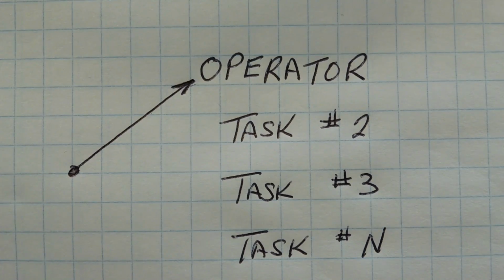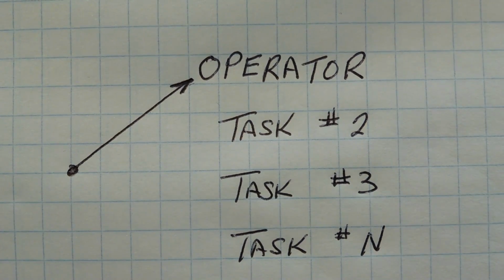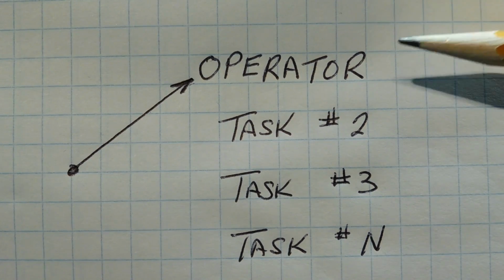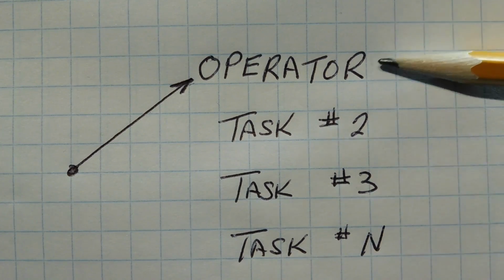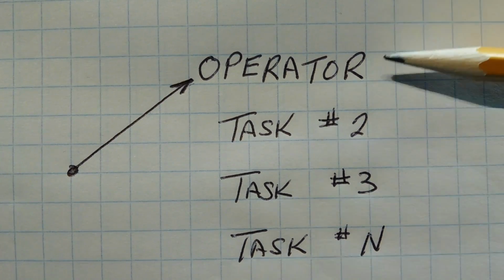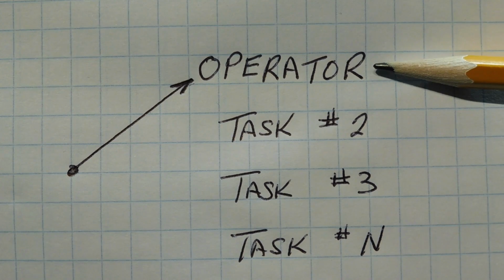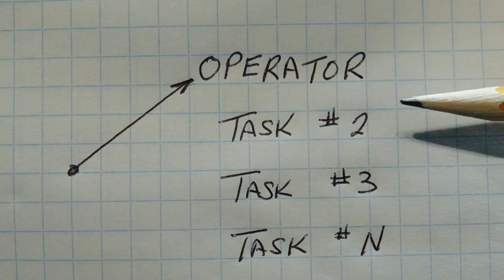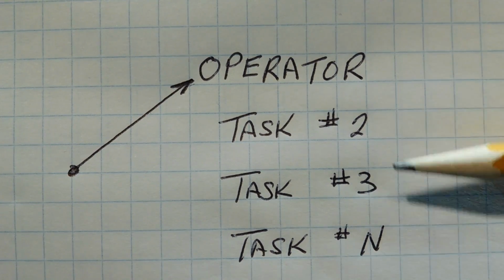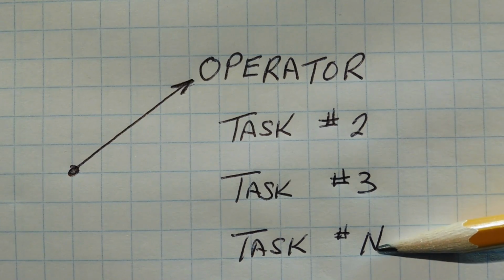Okay, so this is how we multitask on a microcontroller. Our first task is called an operator. That's our operating system that's running on the microcontroller, which contains the multitasker, and everything is in software. When we use interrupts, we're actually using the hardware on the microcontroller, but when we multitask, everything is done in software. Then we have our tasks: here's task number two, task number three, and we could go on and on. So this is task number N.